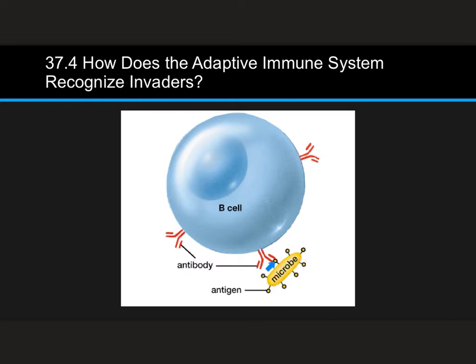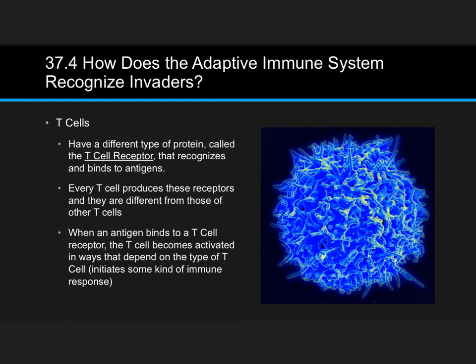So here's your microbe. The antigen is this bit here along the outside, and so your antibody is going to recognize a very specific antigen and bind to it. That's going to tell this B cell that, hey, we've attached to something that doesn't belong here, okay, and that's going to trigger responses. Okay, so enough about antibodies.